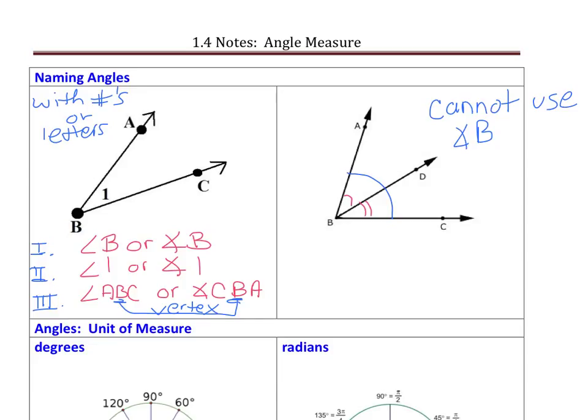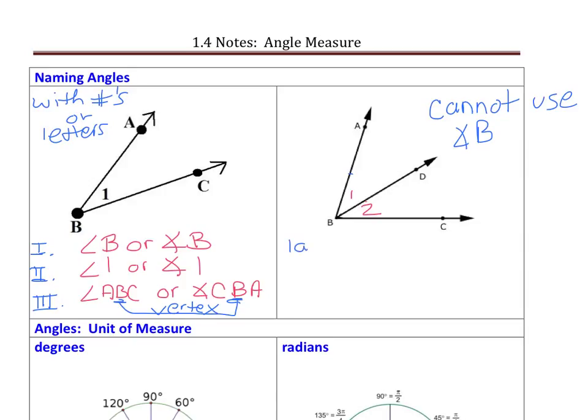Consequently, let's put some numbers in here, and just to make things clear, I'm going to erase these for a second, and I'm going to label angle 1 and angle 2. So the largest angle here, I cannot use a number for. I can't put, say, angle 3 on this ray in the middle. That's not going to work. So the largest angle, I have no choice but to use the 3 letters.